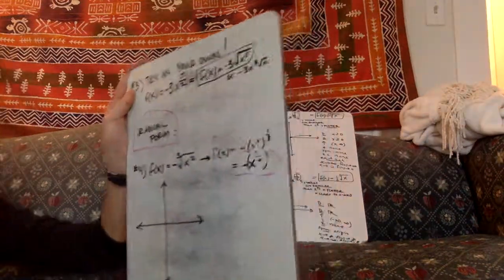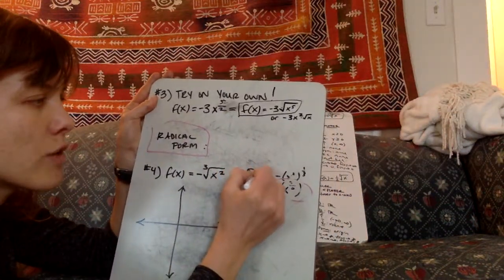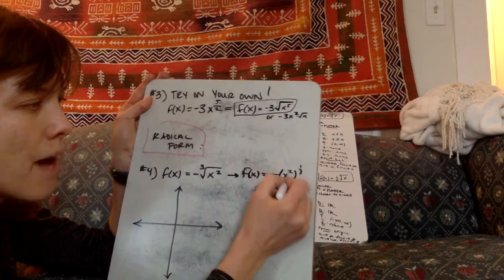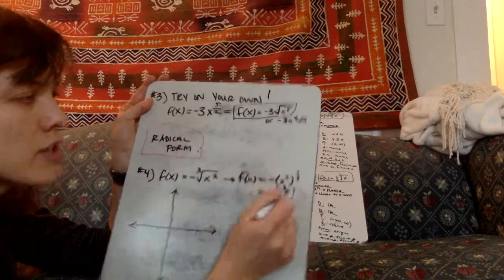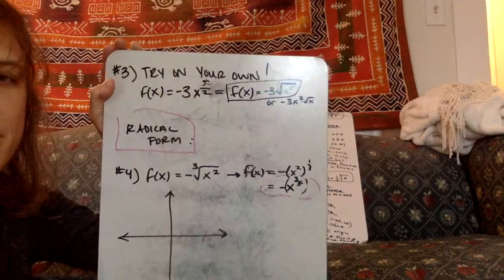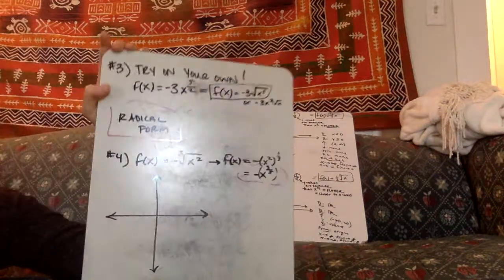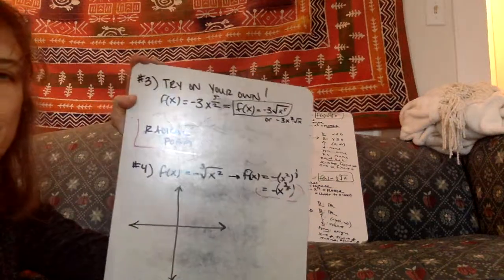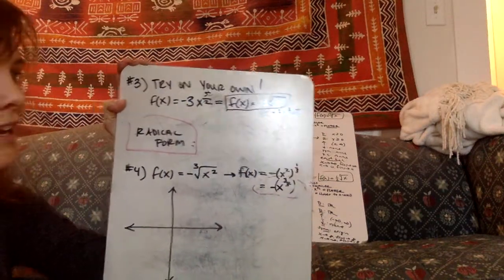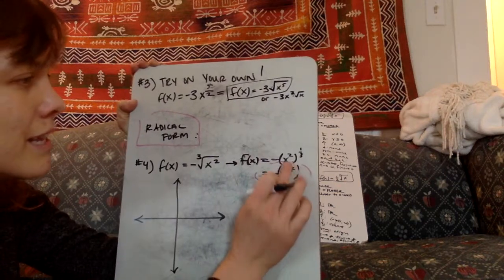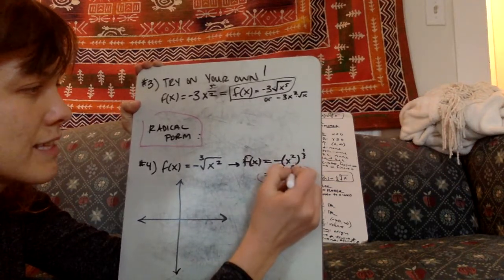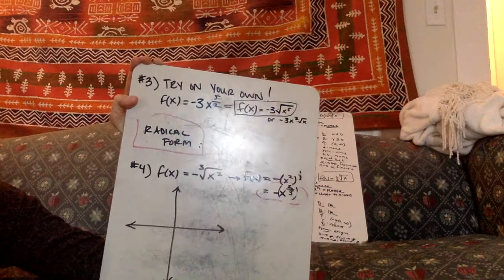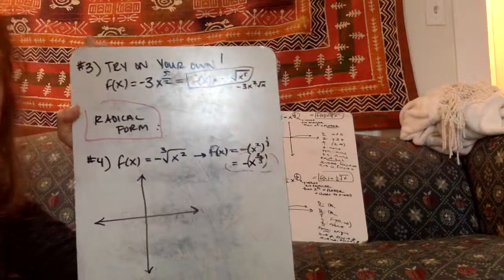All right, the last one that we're going to do together is going from radical form into exponential form. So I'm graphing from radical form. So in number 4, I have negative cube root of x squared. So I'm taking the negative cube root of x squared. Let's see if I can actually write this out so you can see it. And so this one is a little bit tricky.